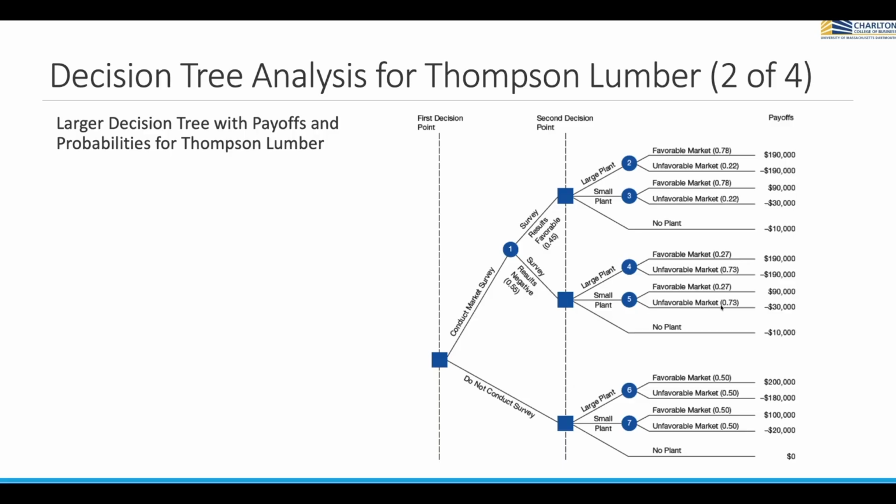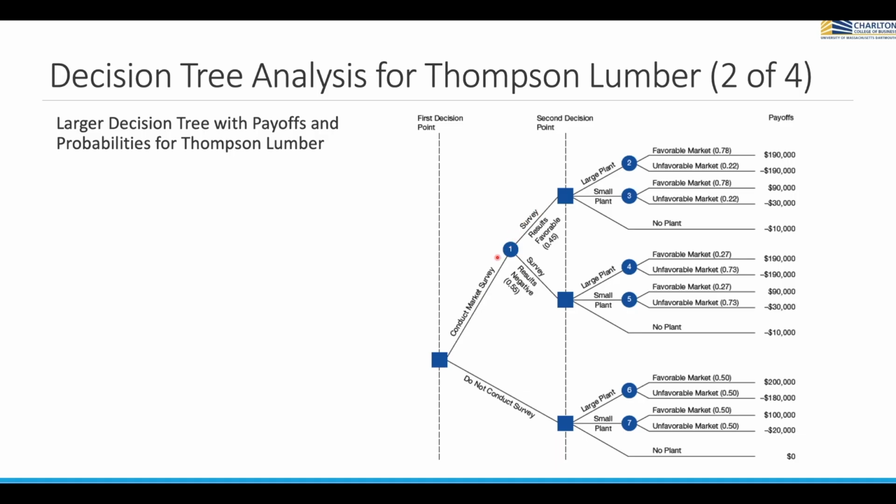So if the survey tells us that the market is favorable and the company decides to build a large plant, still the actual future is probabilistic. If they decide on a large plant in this direction, and the market is favorable, they will gain $190,000. If they decide to build a large plant and the market is unfavorable, then they lose $190,000.